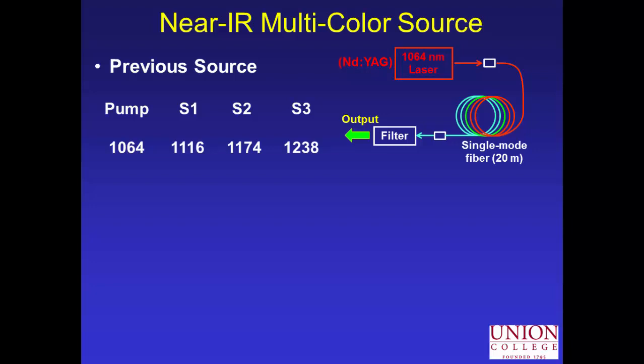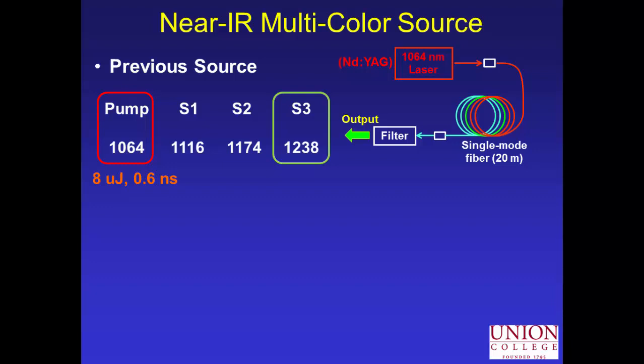Last year we presented a source where we started out with a 1064 nanometer Nd:YAG laser, very common. We sent it through about 20 meters of single mode fiber, and these were the wavelengths we got out. We started out with 1064, and the third Stokes line was about 1238 nanometers, which is definitely longer than what we want. The input energy was 8 microjoules, 0.6 nanosecond duration, so it's a much shorter duration than what we need.